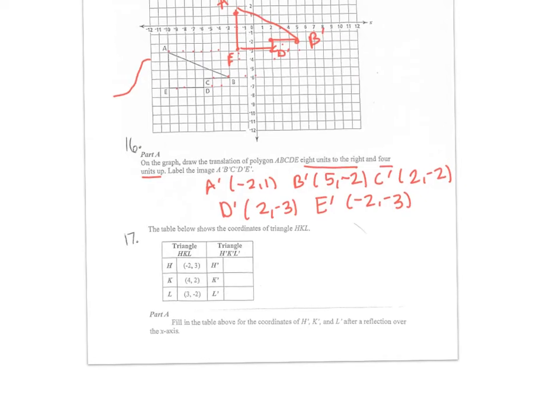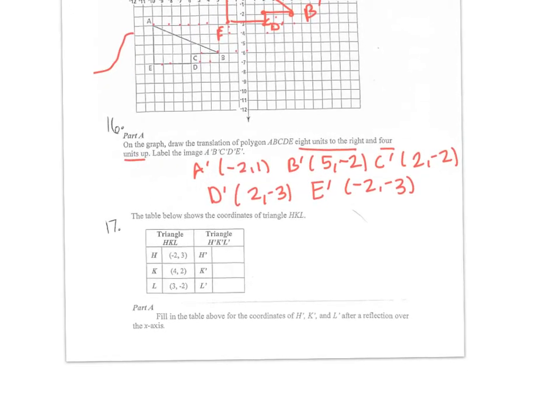Okay. Number 17 says the table shows the coordinates of triangle HKL. Fill in the table of H prime, K prime, L prime after reflection over the x-axis. So I know if I'm going over the x-axis that x stays the same and I change the sign of y. X opposite of y. So that means H prime is going to be at -2, -3. K prime, x stays the same, so 4, I change the sign of the y, -2. And L prime, x stays the same, so 3, and I change the sign of -2 to +2. That's it.